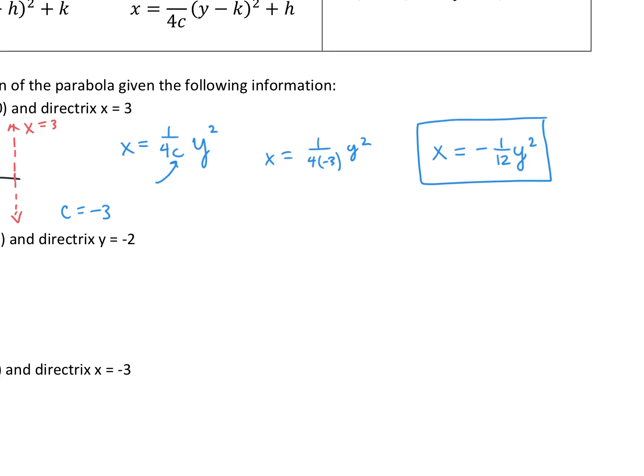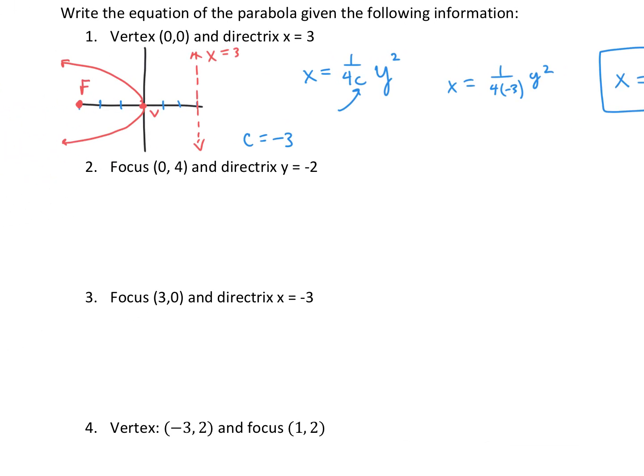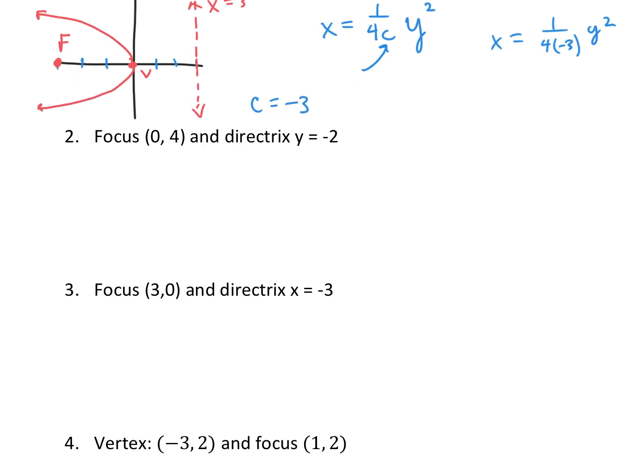All right. So number 2, the focus is at 0, 4, and the directrix is y equals -2. So again, I'm going to draw this out. Notice they're just giving us 2 pieces of information, and when we draw it out, we can fill in the missing information.